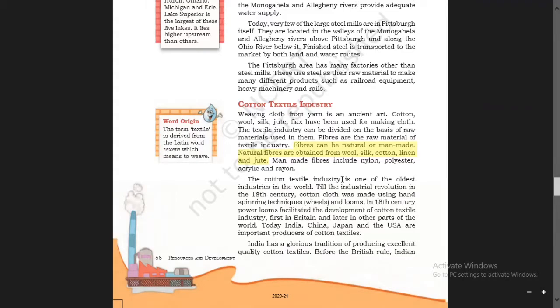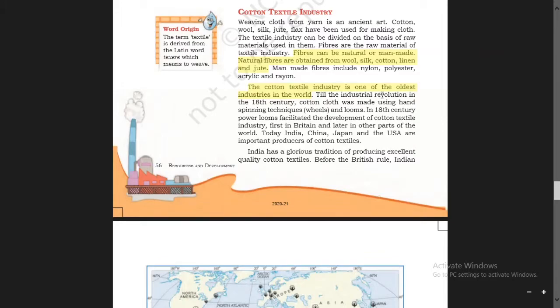Okay. The cotton textile industry is one of the oldest industries in the world. Just tick mark it. Till the industrial revolution in the 18th century, cotton cloth was made using hand spinning techniques with the help of wheels and looms. These looms are used in our Manipur also for making different clothes like shawl, fanek, napkins, etc.